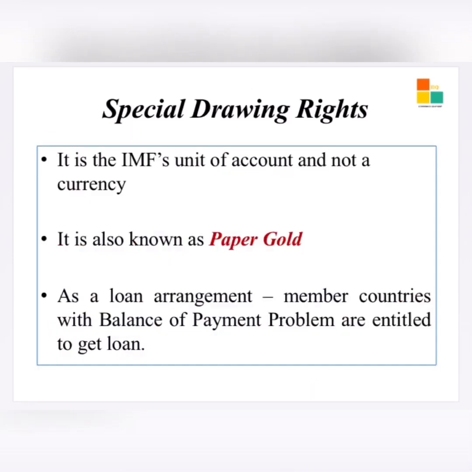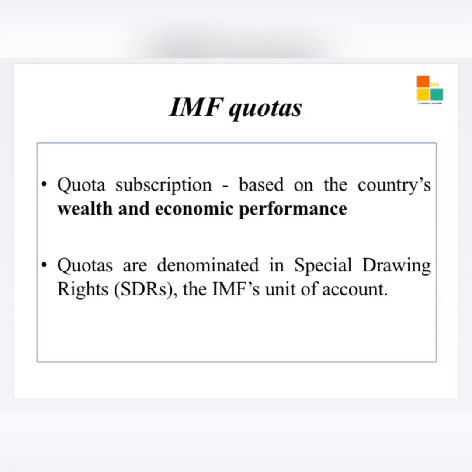Guys, make it clear that SDR is not a currency, it's just a unit of account of IMF. It's also known as paper gold, though it does not have any gold in it. The member countries can get a loan from this account based on their quota in case they face any balance of payment crisis. Now we are going to see about IMF quotas.